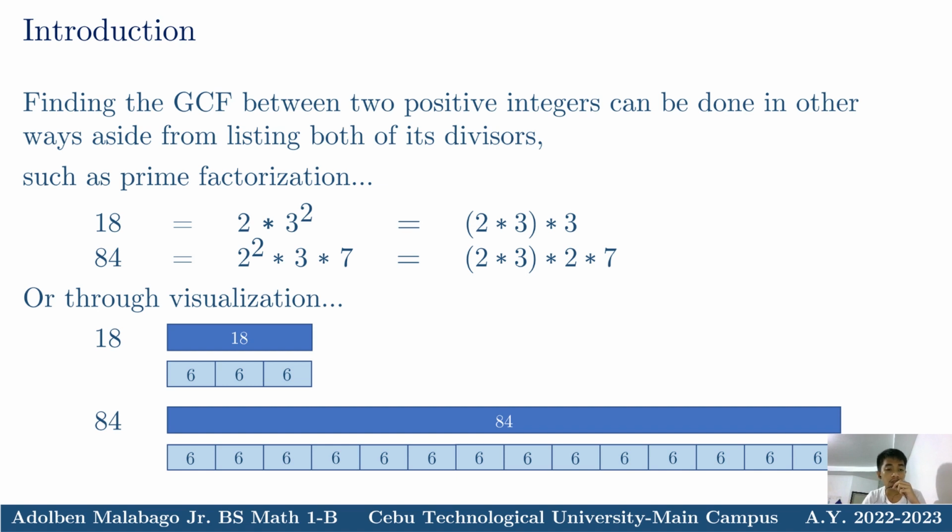Earlier, the GCD of 18 and 84 is 6. So here we have a number of boxes containing the number 6, which fits perfectly in the line of 84 and in the line of 18. So aside from listing the divisors, there is prime factorization and visualization as shown on this slide. But there is also another method.